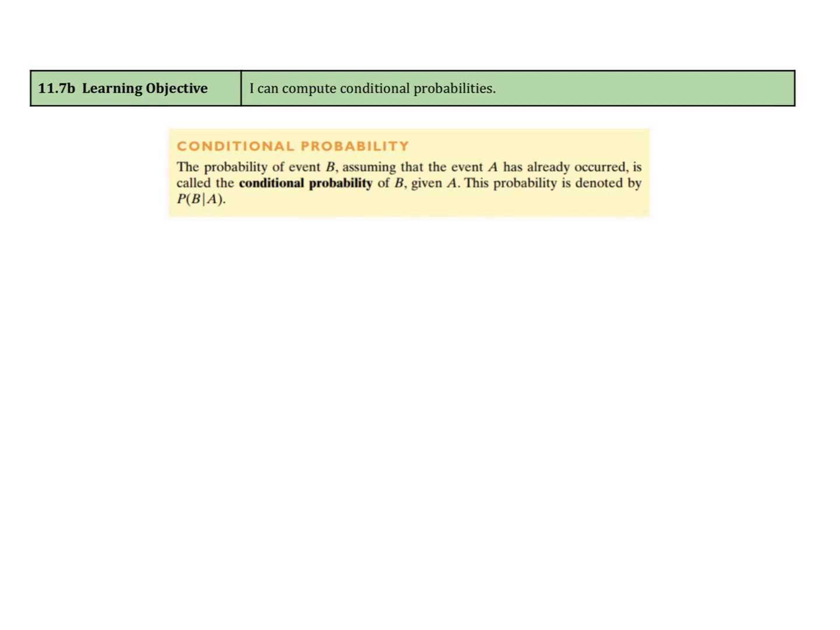In this video, we will be computing conditional probabilities. The probability of event B, assuming that event A has already occurred, is the conditional probability of B given A. And this is the notation we will be using, which means the probability of B given A.